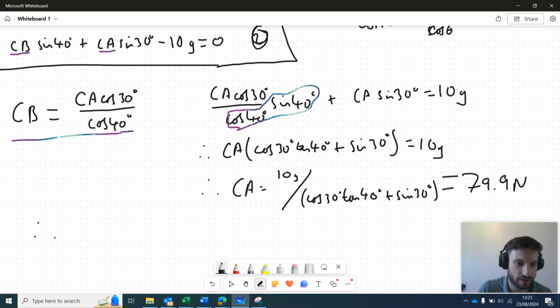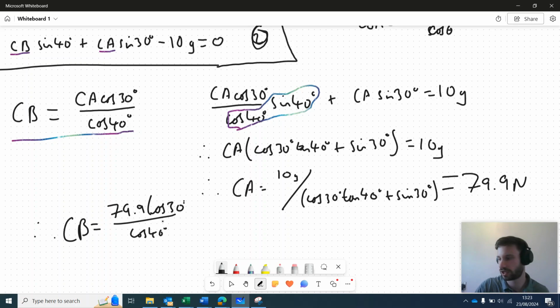And conveniently, we have CB in terms of CA written right there. So I can say, therefore, CB is equal to 79.9 times cos 30 all over cos 40, which I can then type into my calculator. 79.9 cos 30 all over cos 40 gives me 90.3, so 90.3 newtons. Let's underline my answers.